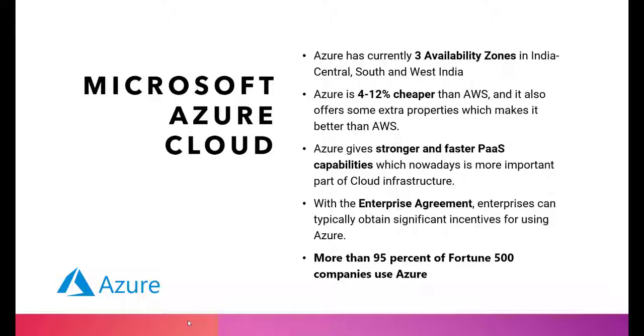Secondly, Azure is 4 to 12% cheaper than AWS, as well as it provides stronger and faster PaaS capabilities. That means it has very good platform as a service management tools. Third, it gives an enterprise agreement. That means most enterprises have existing connections or requests from Microsoft about other devices and other products. When they try to use Azure, they get significant incentives. And the fifth and the most important is that 95% of the Fortune 500 companies use Azure.